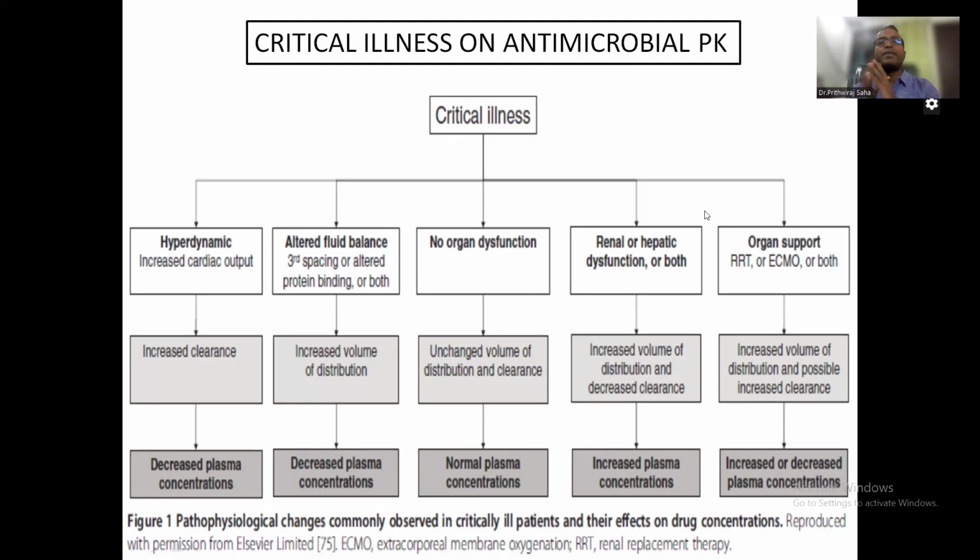On the other side, what happens in sepsis is a renal and hepatic dysfunction. What we are afraid of: decreased clearance, increased bilirubin, increased hepatic enzymes. So there is an increased volume of distribution and a decreased clearance.